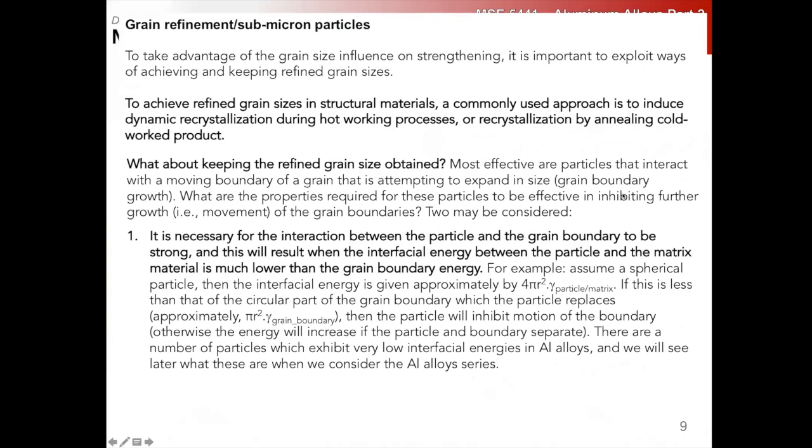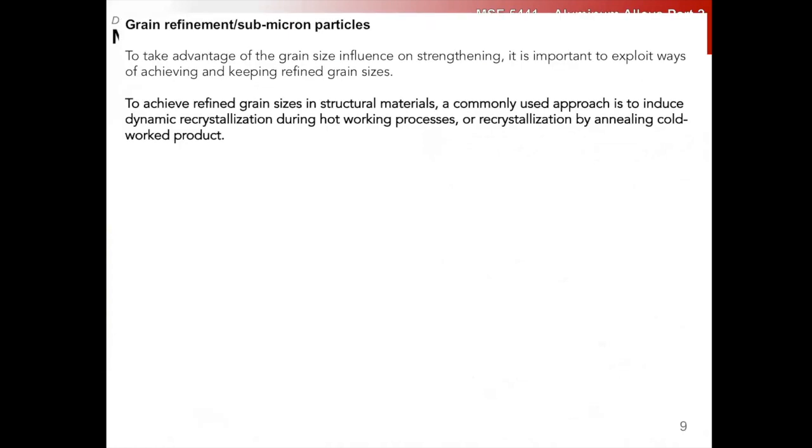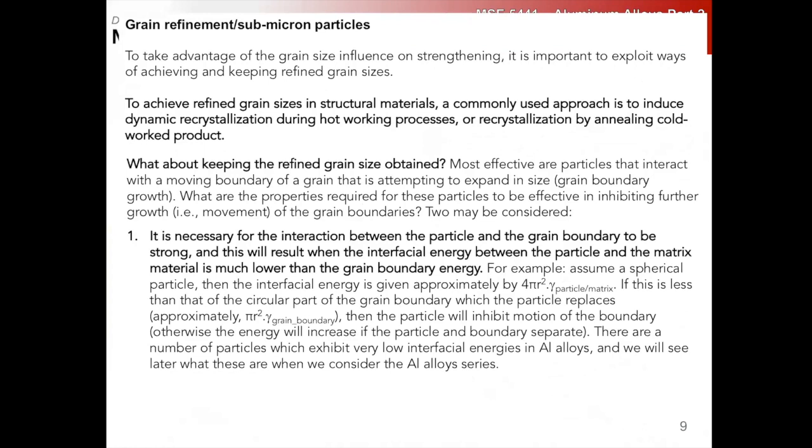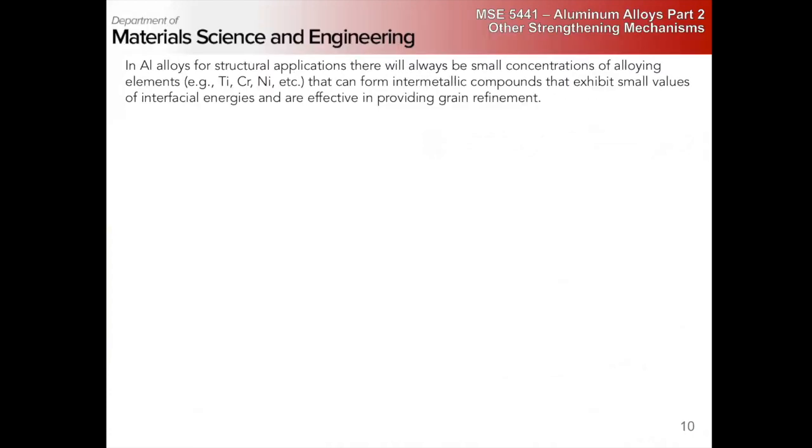And then this is Hall-Petch in aluminum. Aluminum is very effective, even though the Hall-Petch line is small, because we can actually stabilize small grain boundaries. We can make intermetallics that have very small interfacial energies and provide grain refinement. Why is a low interfacial energy good at keeping grain boundaries small?